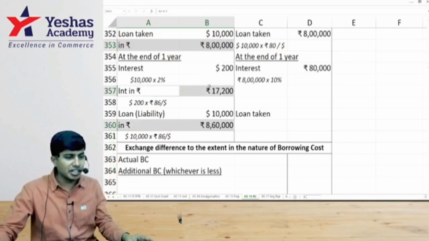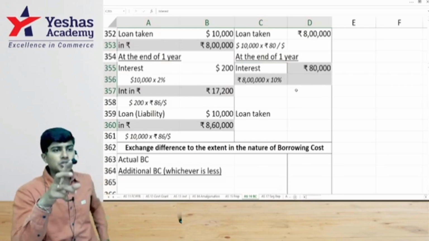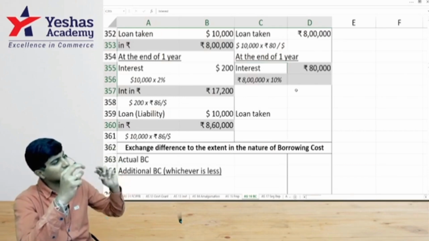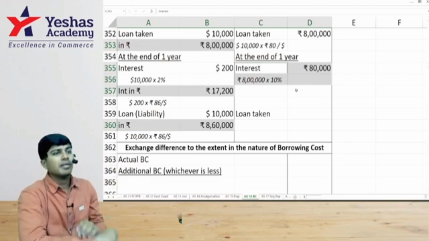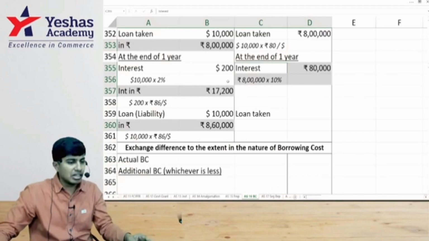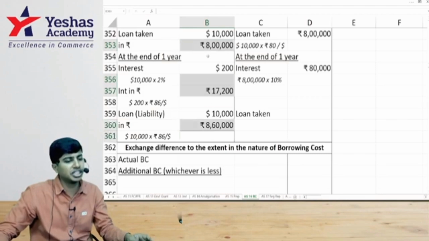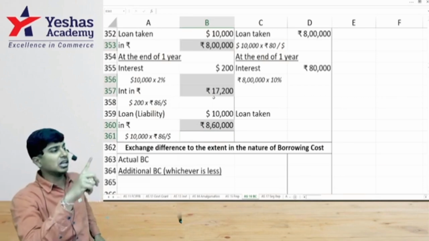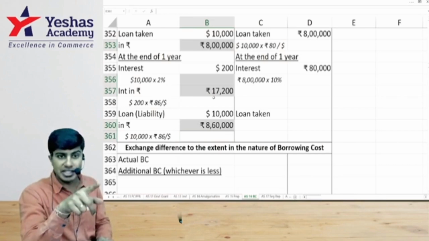This has happened because you saved interest here. How much did you save? 62,800. To save 62,800 of interest, you have increased your liability by 60,000. So to the extent of 60,000, it can still be your borrowing cost, because you took the loan in USA. What is your total expense? 17,200 by way of interest and 60,000 by way of increase in liability. 60,000 plus 17,200 is 77,200. Interest in the form of 17,200, increase in the liability by 60,000, totally 77,200.